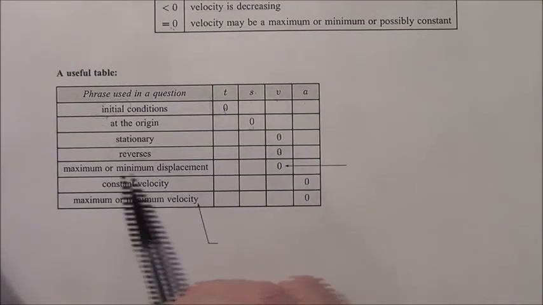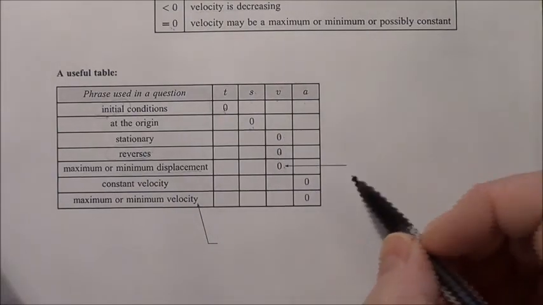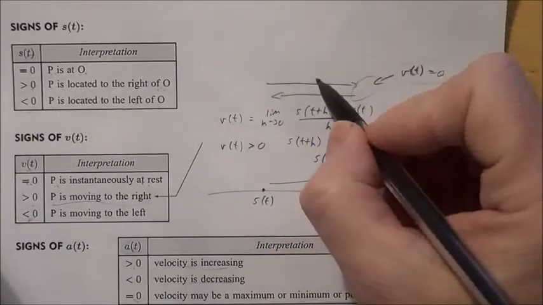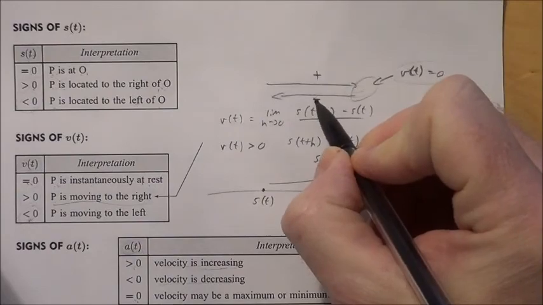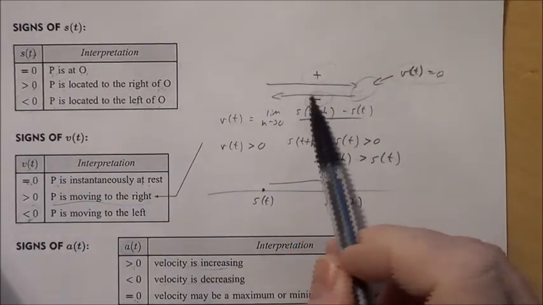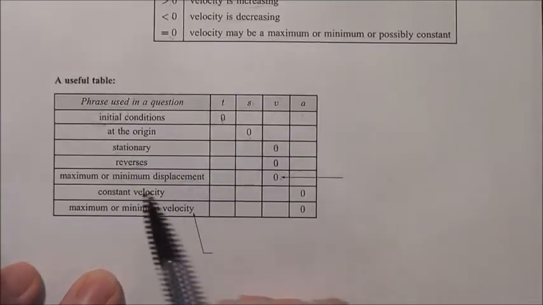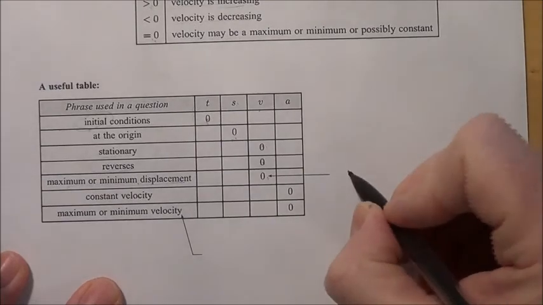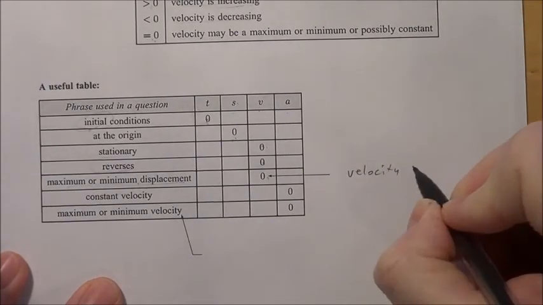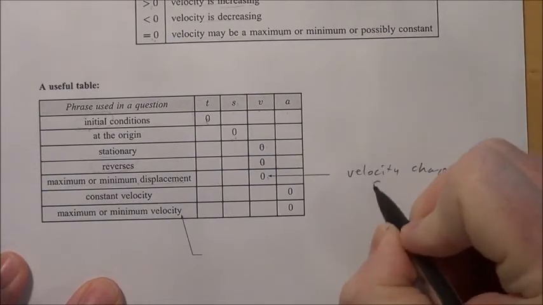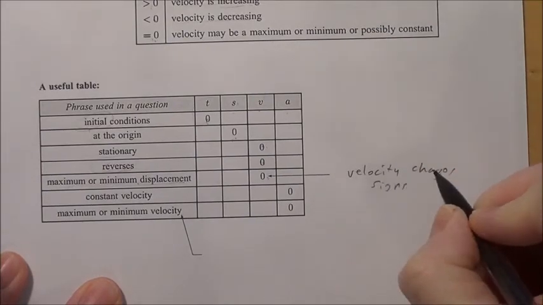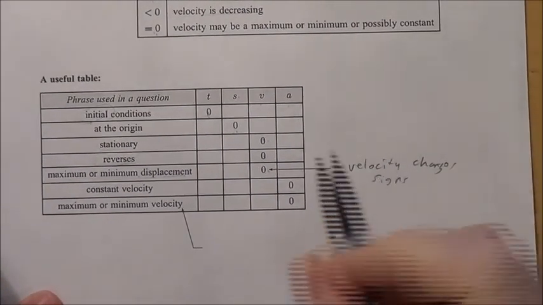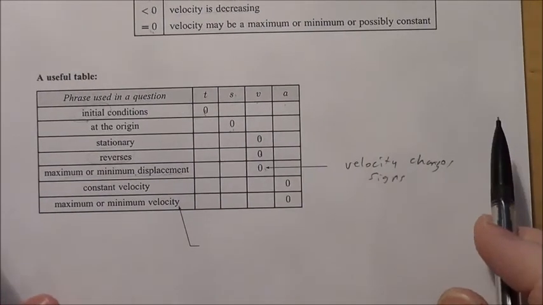Maximum or minimum displacement, again the velocity will be 0, because at that point, like I'm showing here, the velocity in this direction is positive and the velocity in this direction is negative. Therefore the velocity must change signs, so at a maximum or minimum displacement, the velocity changes signs in order to turn around. And that would of course correspond to a local maximum or local minimum distance from the origin.